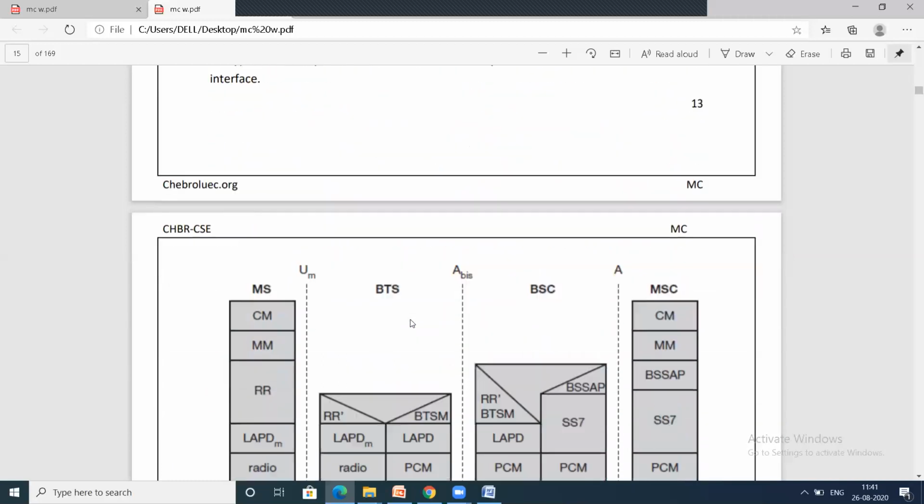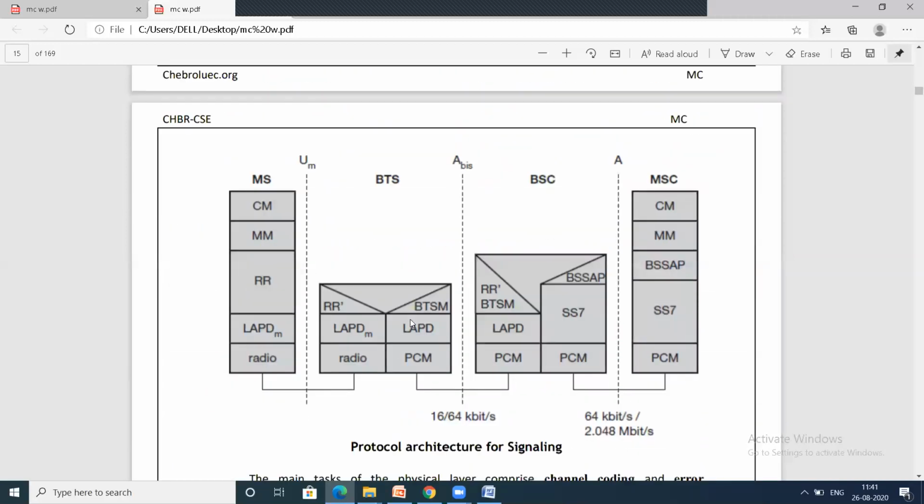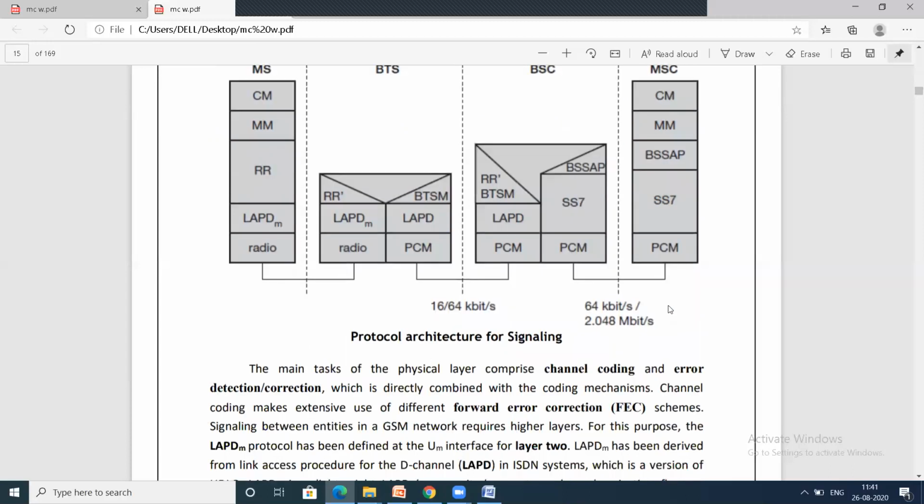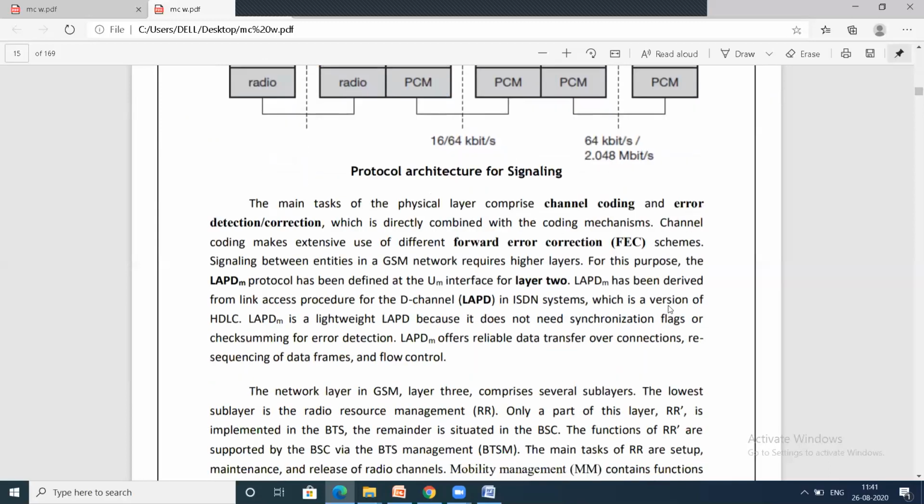In the next part we discussed GSM protocols. These are all the protocols at each component. These are the protocols at each layer at the mobile station. These are all protocols at each layer at BTS, each layer at BSC and at MSC. Okay, this is about protocol architecture in GSM for signaling.